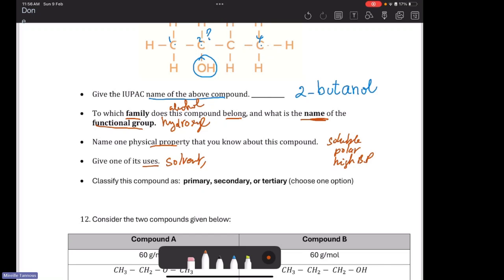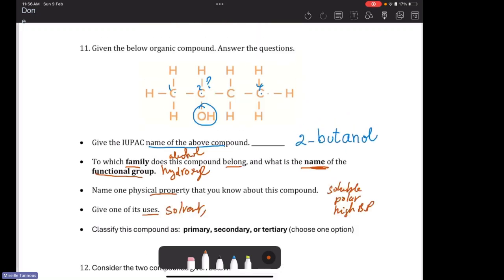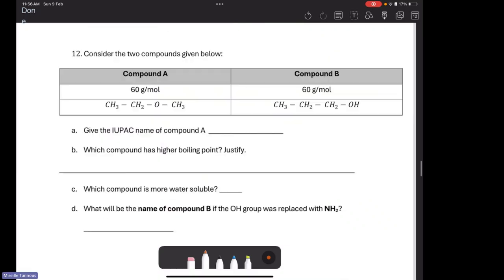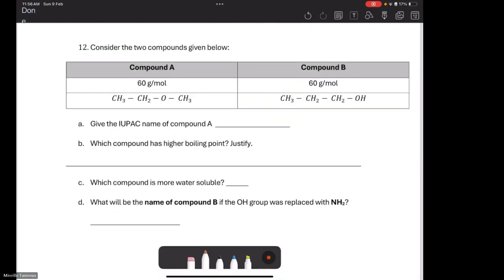Classify it. Is this compound given here secondary, primary, or tertiary? This is the carbon holding the OH group. And on this carbon, I only count one hydrogen. So 1, 4, 2. It's secondary. Here's another question. What are we comparing here? Hydroxyl to ether. In other words, we are comparing an alcohol to ether.